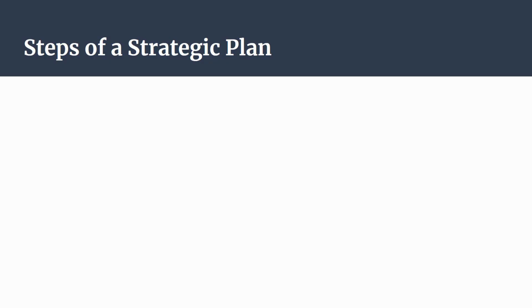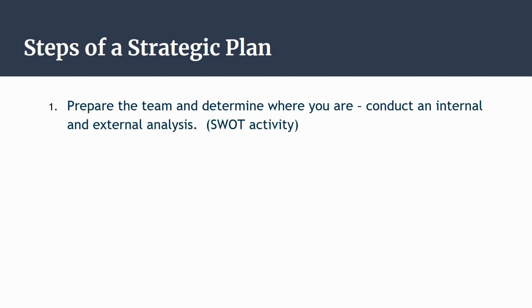Steps of a strategic plan. Let's quickly discuss the role strategic planning plays in these Links Self-Assessment Asset Planning tools. It is a vital one. The steps are familiar to those who have participated on strategic planning teams before. They are: prepare the team and determine where you are. Conduct an internal and external analysis, which you can find on the site.